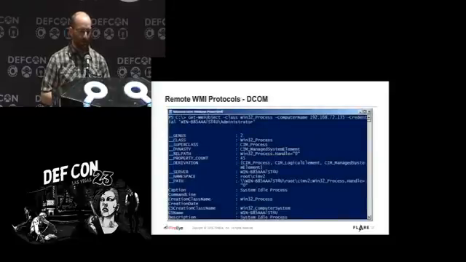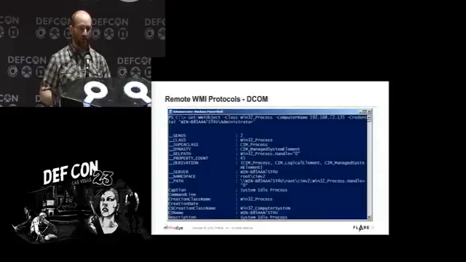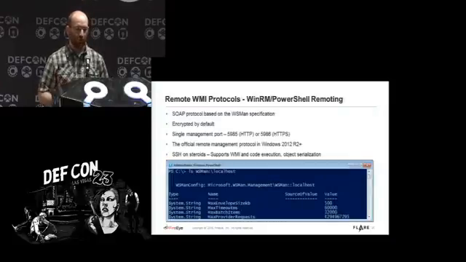All right, here's an example of me just enumerating processes on a remote system using DCOM. And the DCOM protocol is implied here because I'm using the WMI commandlets, not to be mistaken with the CIM commandlets that talk both DCOM and WinRM. So WinRM, or PowerShell remoting. It's a SOAP-based protocol.